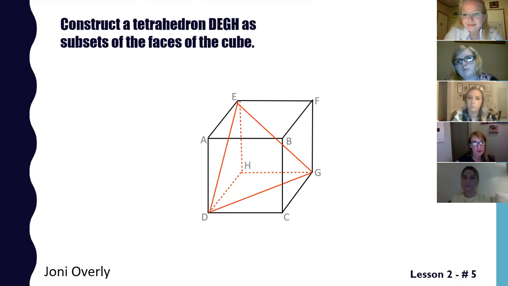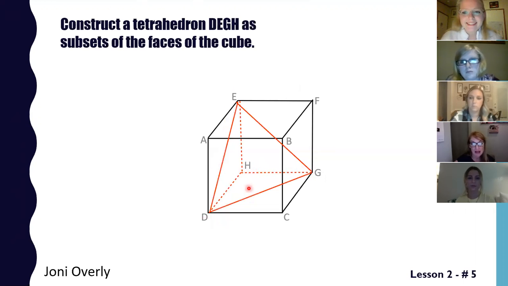So in this problem, whenever we have to draw it, a cube with the vertices A, B, C, D, E, F, G, and H is shown in the accompanying figure. The vertices D, E, G, and H are the vertices of the tetrahedron in the middle of the cube. And that's what's in red.